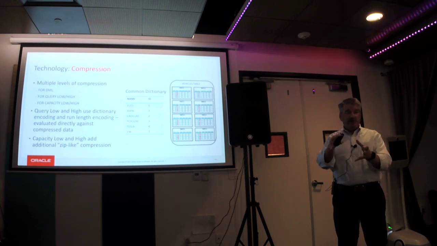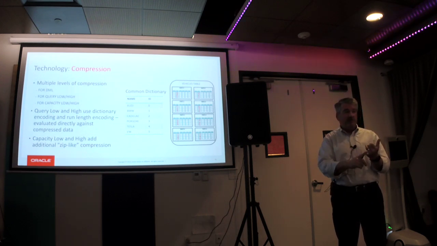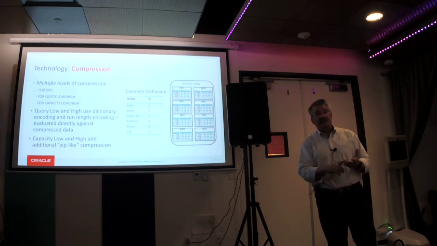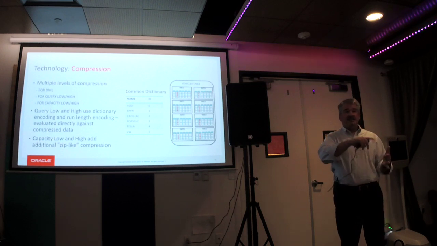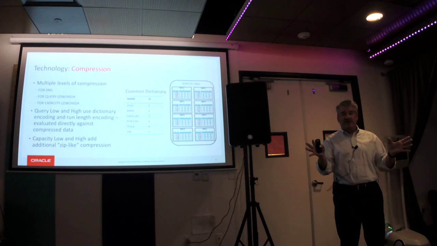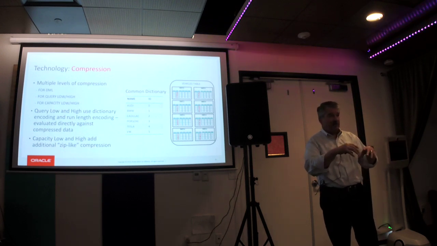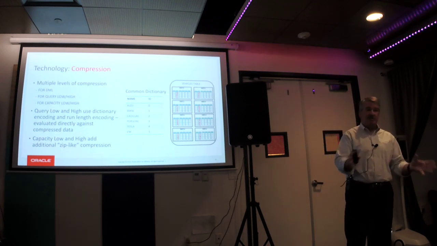Basic symbol replacement and run length encoding at the default level, memcompress for query low, memcompress for query high, capacity low, capacity high. We add a zip-like compression to that. Typically, that's one of the areas where DBA or technical folks will roll their eyes and say, oh my God, there's going to be so much overhead to doing that. That's not going to be practical.